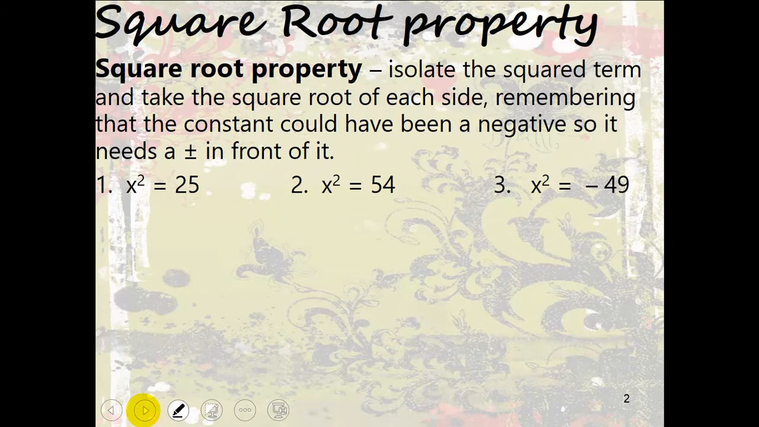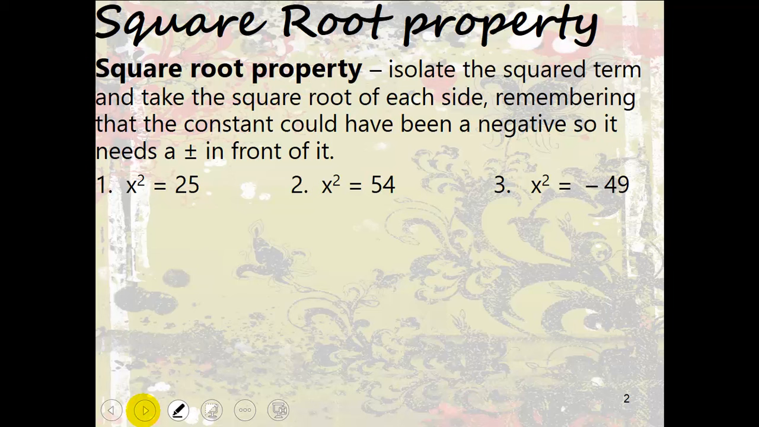The square root property says if I can isolate the squared term, then I can take the square root of each side. The only thing I have to remember to do is that the constant, which is usually on the right-hand side, because it could have been negative before it was squared, needs to have a plus or minus in front of it. So let's see what that means in terms of using it to solve.